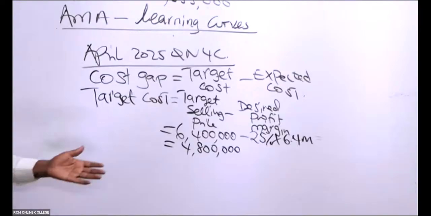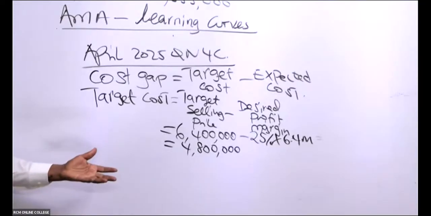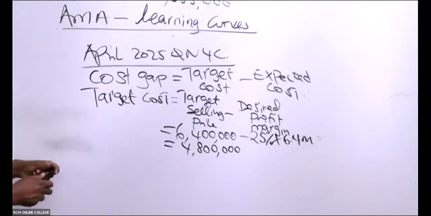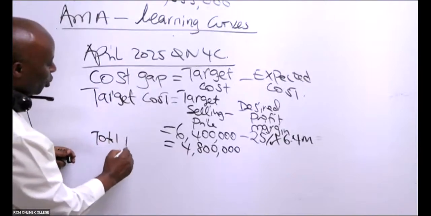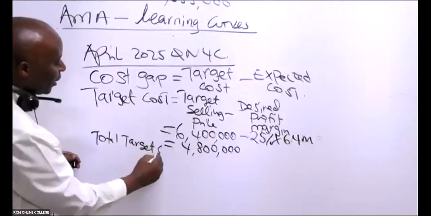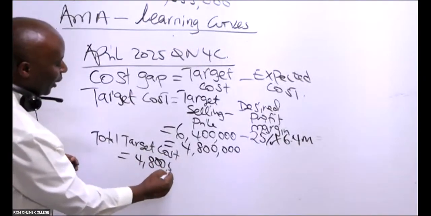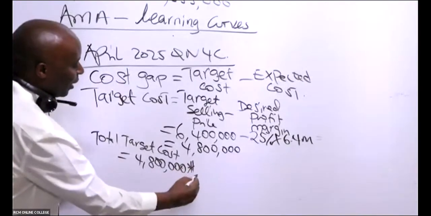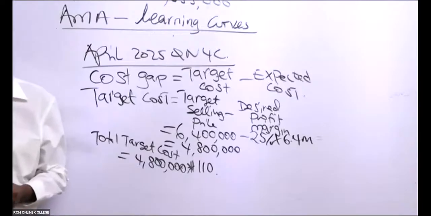But now you see this is for one car. And they want us to do this for how many cars? In this case here, give me the total target cost for all the cars. So it will be 4.8 million times 110.